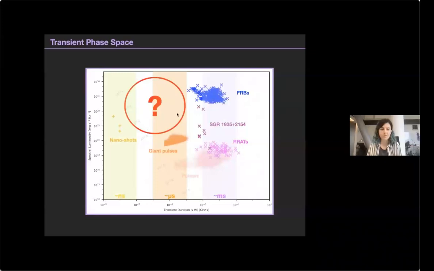Most fast radio burst searches search at around 100 microsecond to millisecond time resolution. Sometimes they go down to 10 microsecond resolution. But maybe there are transients in the nanosecond to microsecond timescale that we're just not searching for.